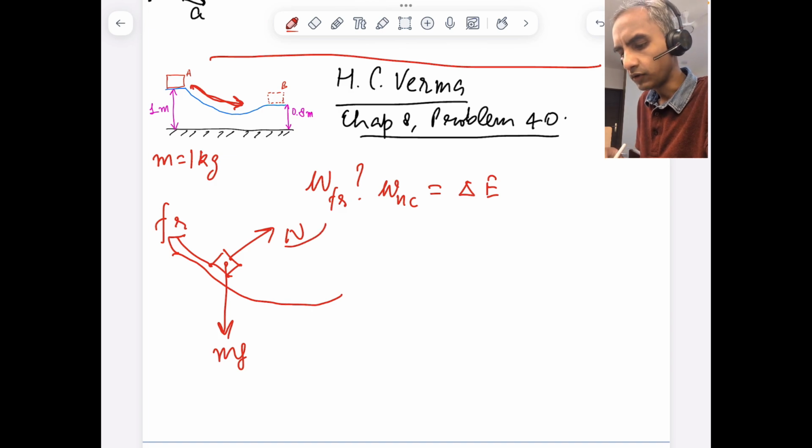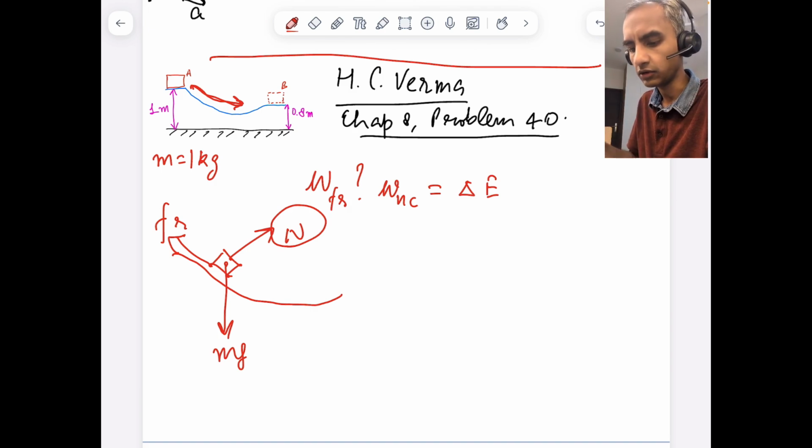Now, the normal force itself does zero work because at every given point in time, the normal force is always perpendicular to the motion, right? So it's always zero. The mg force is already accounted for as an expression for the potential energy, and so the only non-conservative force in this setup is the friction force.